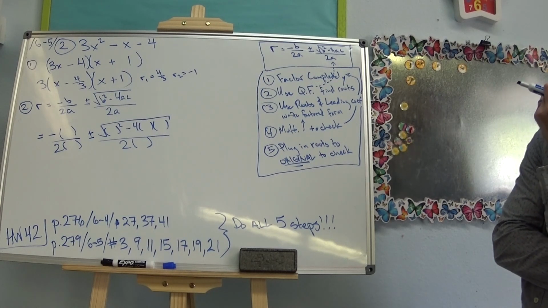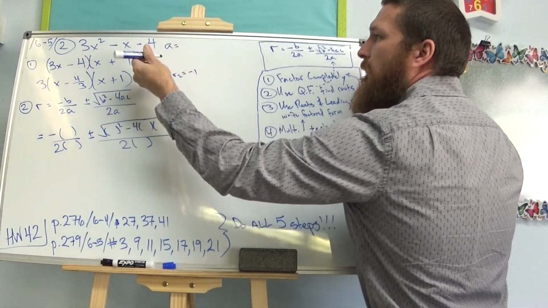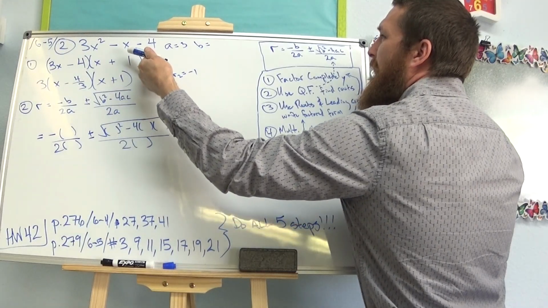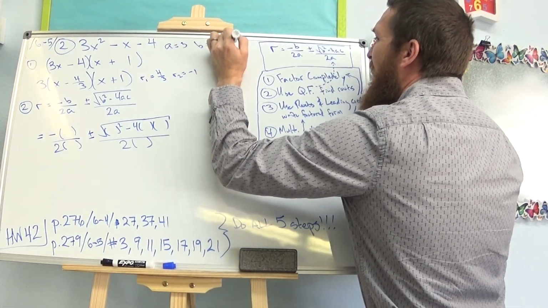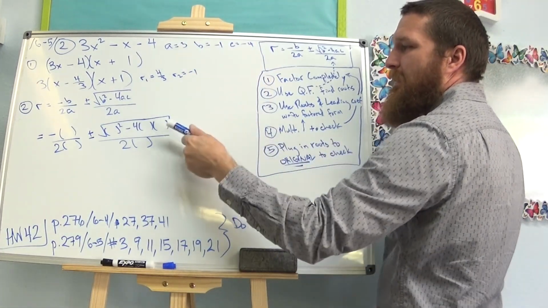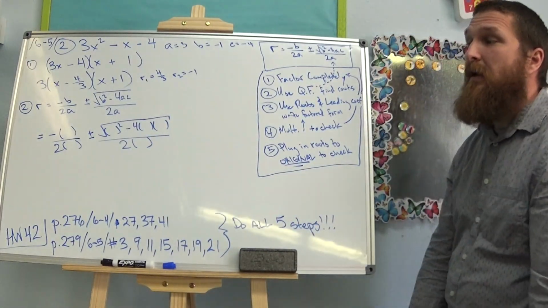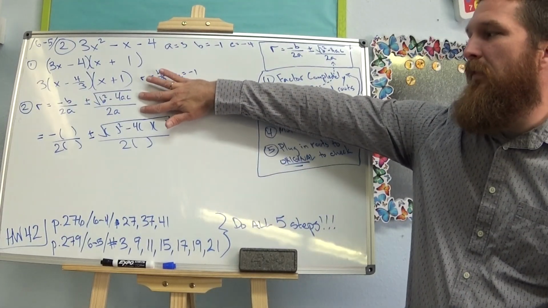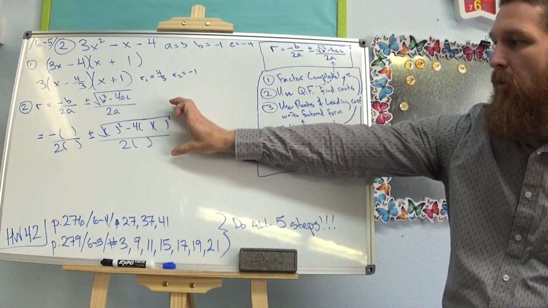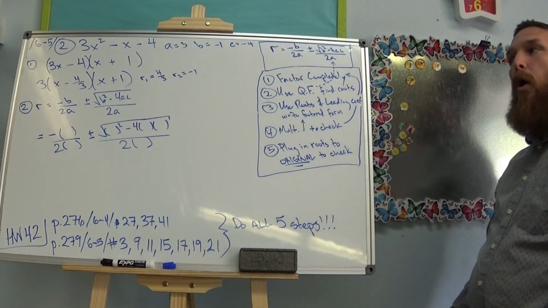Now, we haven't explicitly identified these, so let's do that. What is a for this polynomial? 3. What is b? Negative 1. And what's c? Negative 4. That's why this step is so important, I think. And I'm telling you, I do this every time. I don't always write this down because I've already written this part down a thousand times, but every single time I use this formula, I usually start by writing it just like this. Otherwise, I'm going to mess up a sign. I know I'm going to do it.